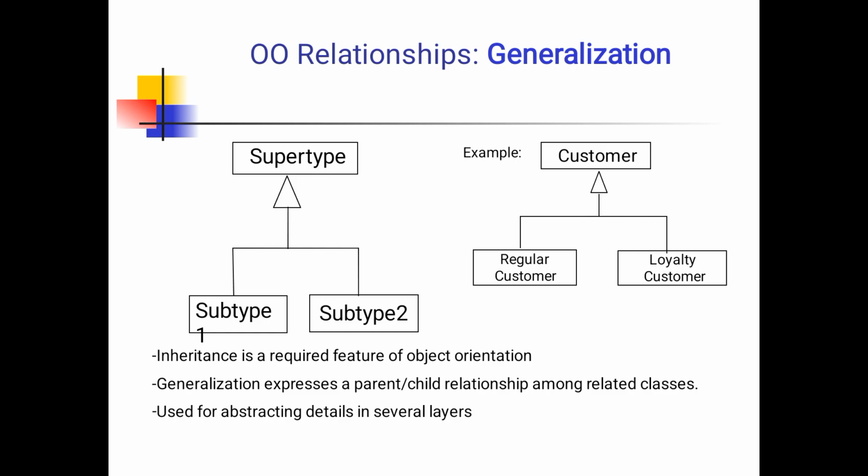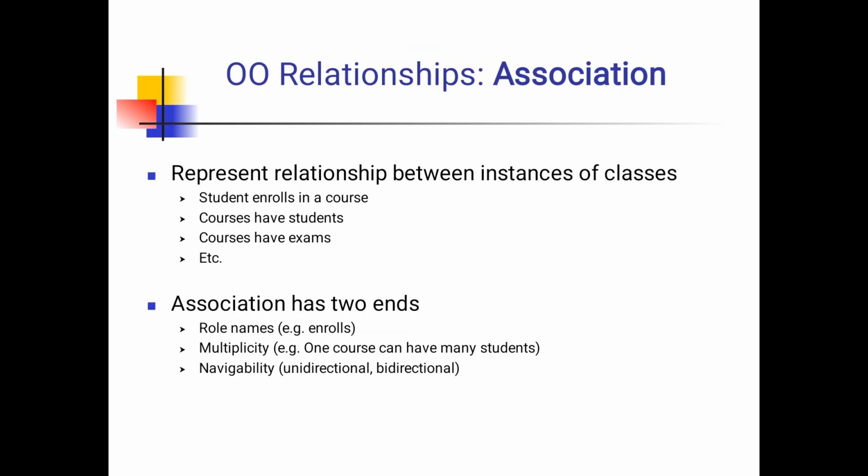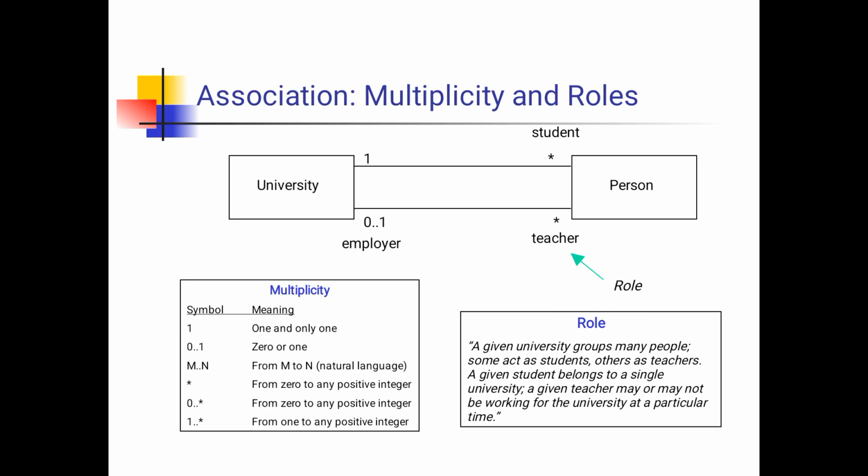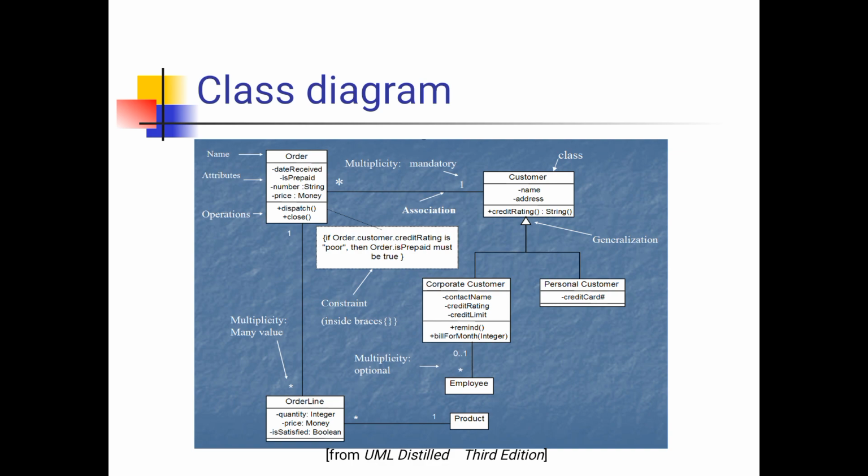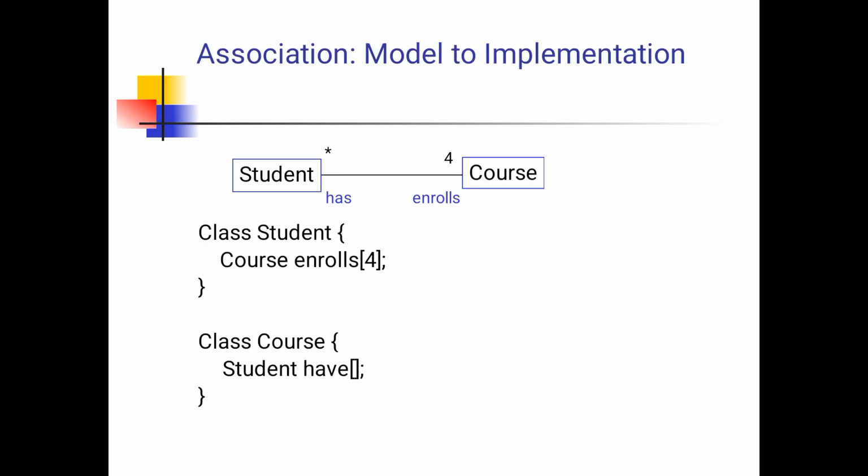Inheritance is a required feature for object orientation. Association, an object-oriented relationship: a student enrolls in a course, students have courses, courses have exams. An association has two ends, with role names and multiplicity and navigability. Class diagram for UML diagram.